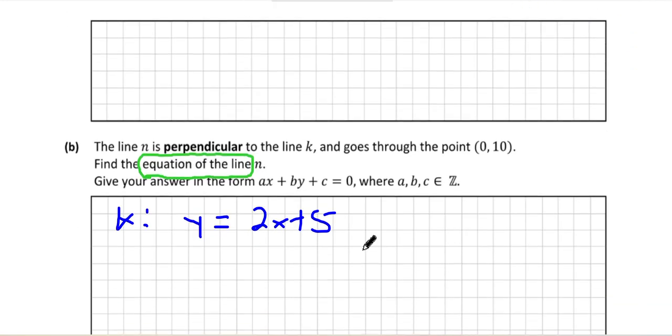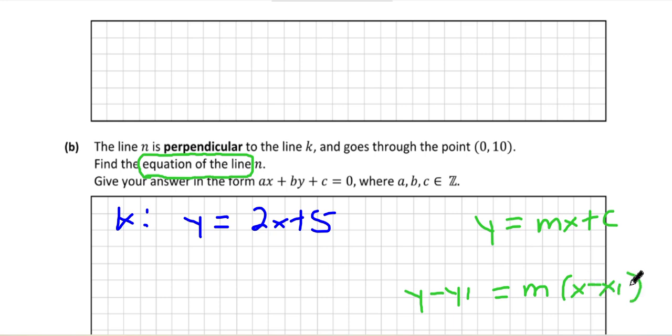Alright, and there's a cheap way of doing it as well. So the equation of the line is y equals, you have a choice, you can do mx plus c, or you can do m into x minus x1. Okay, we all good so far?